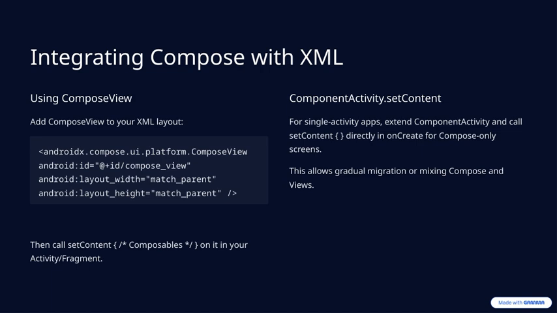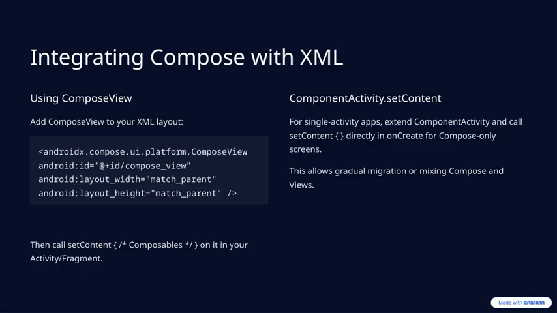Once you've added the Compose View to your layout, in your activity or fragment, you simply find that view and call setContent on it. Inside setContent, you can put your composables, which means you can start using Compose right there. For apps that only have a single activity, a common pattern is to extend ComponentActivity. Then, in the onCreate method, you call setContent directly.